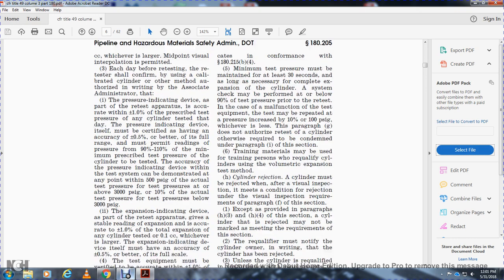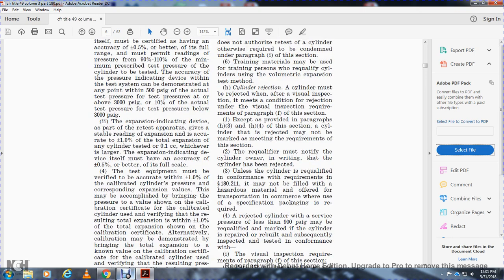With the actual test pressure of the test pressure of 3,000 psi gauge, the expansion indicating device that is part of the retesting apparatus give the suitable reading of the expansion for the accurate with the plus or minus 1% of the total expansion of any cylinder tested, or 0.1 cc, whichever the larger. Expansion indicating device itself must have an accuracy of plus or minus 0.5% better.